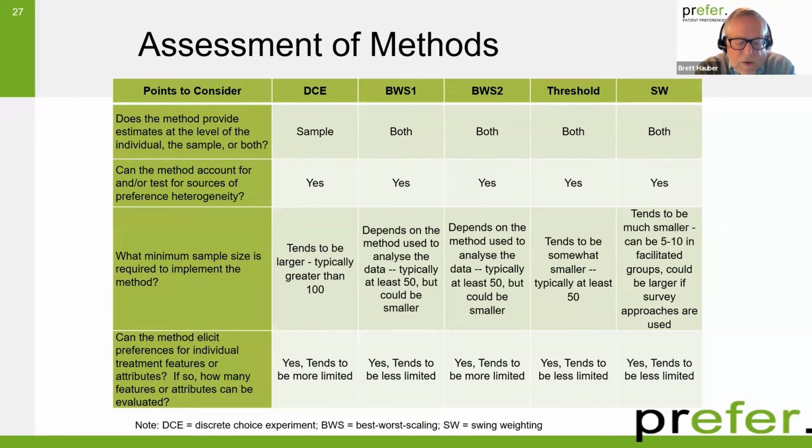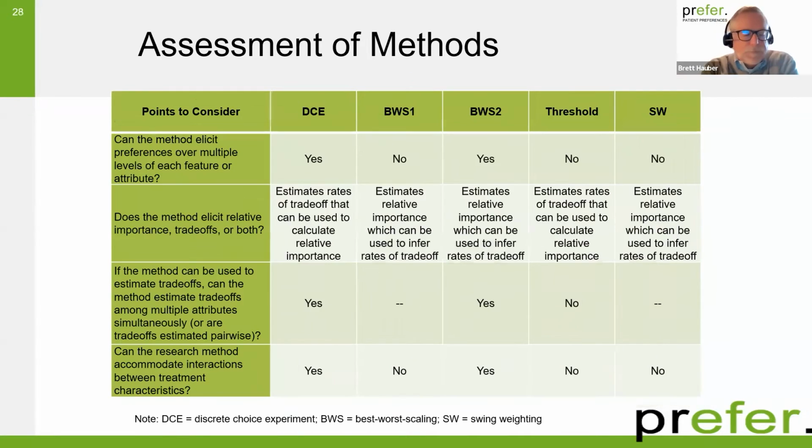And as previously noted, all methods can elicit preferences for individual attributes, but the number of attributes each can accommodate varies. In general, the DCE and Best-Worst Scaling 2, because they are profile-based methods, tend to be more limited in the number of attributes that they can accommodate. Go to the next slide, please.